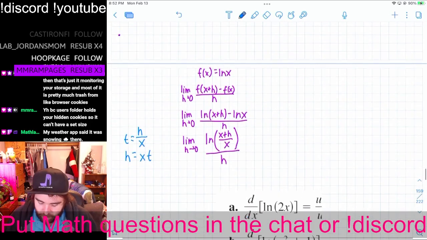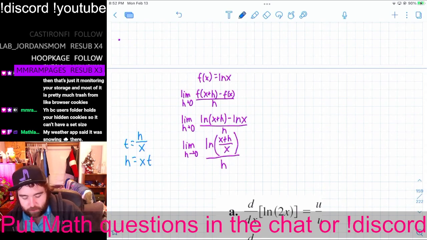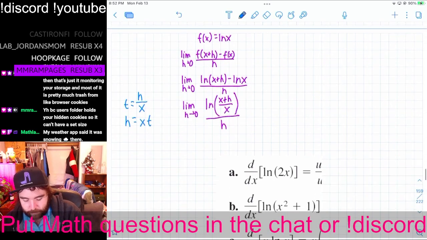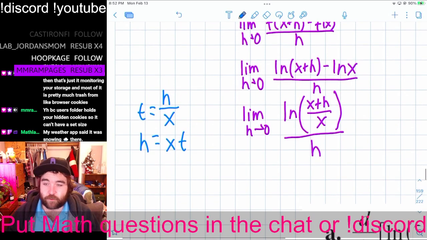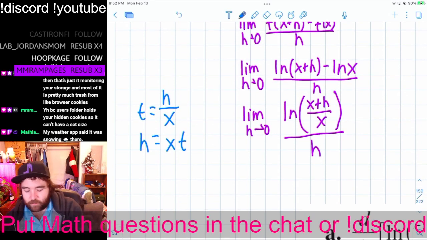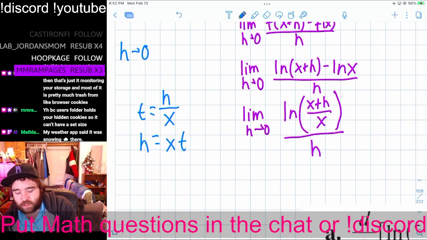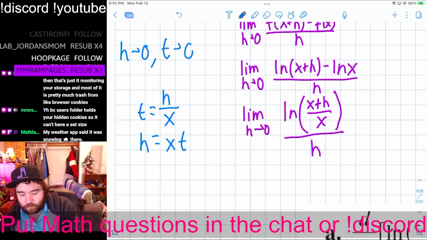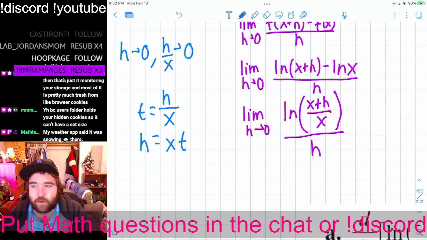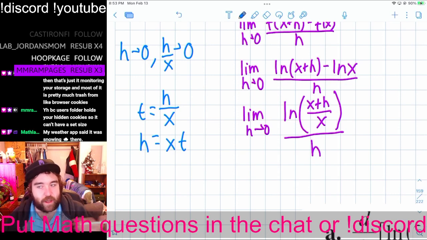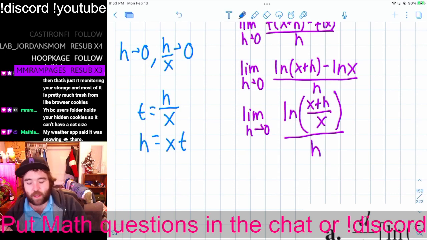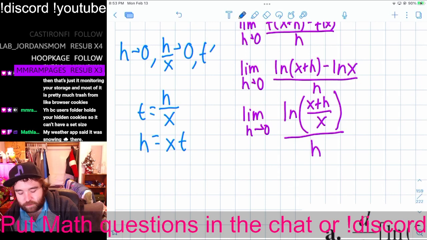So, well, h is still going to be in there a little, right? But we're also going to say, this is the key step that kind of was confusing to me, that because when h goes to 0, t goes to 0, right? Or to be more specific, what they said is that when h goes to 0, h over x also goes to 0. That's clear, right? When h is 0, h divided by x is 0, because 0 divided by anything is 0. And so that means that t goes to 0.